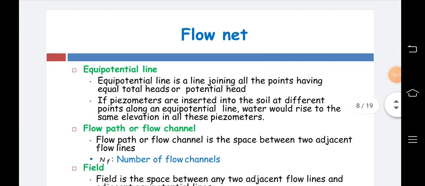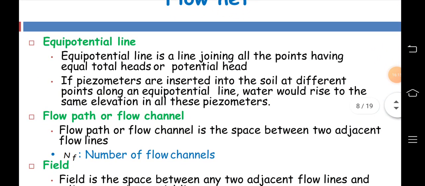And next, that is the equipotential line. An equipotential line is a contour, a line joining equal potential heads. You know what a contour means, you studied it at the beginning: a line joining points of equal elevation. So the name indicates a line joining equal potential heads, which is called an equipotential line.